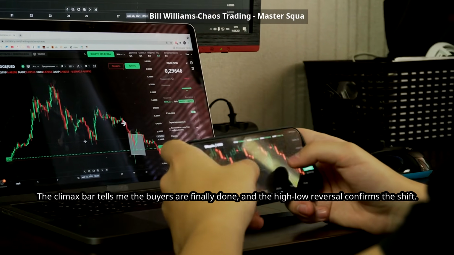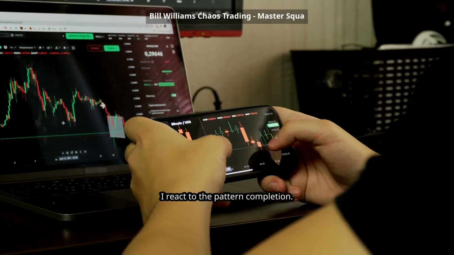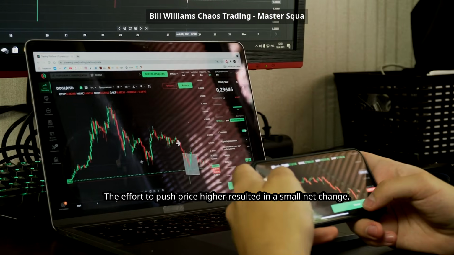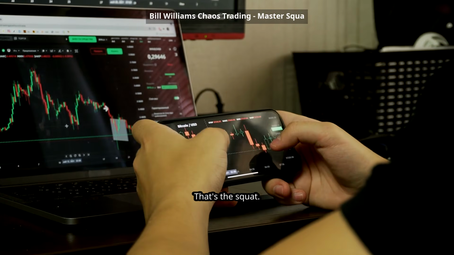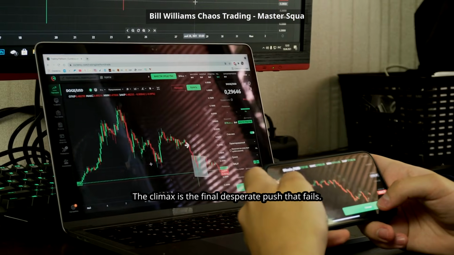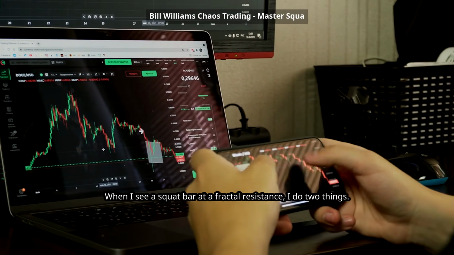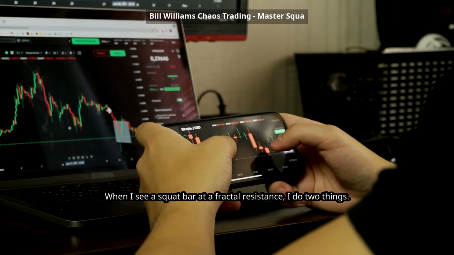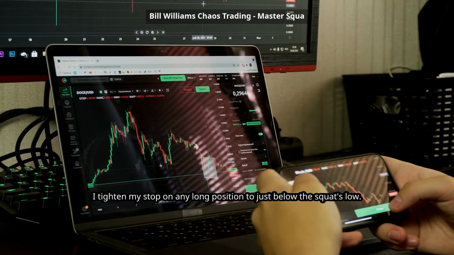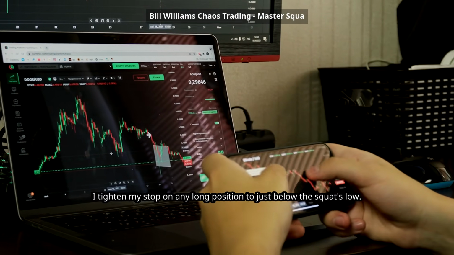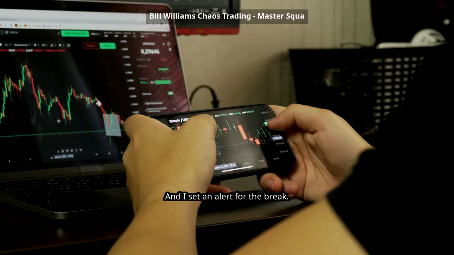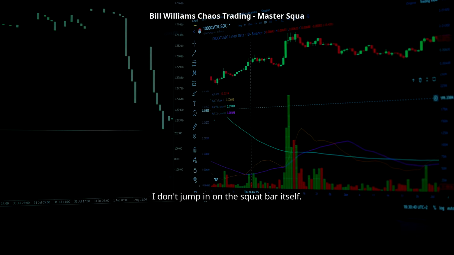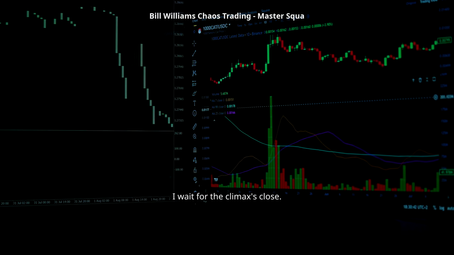When I see a squat bar at a fractal resistance, I do two things. I tighten my stop on any long position to just below the squat's low, and I set an alert for the break. I don't jump in on the squat bar itself. I wait for the climax's close. The high-low reversal bar is the final confirmation. It makes its high, then its low, then closes near the middle or lower. That's the point where I accept entry. This sequence takes minutes on M15, but it's mechanical.